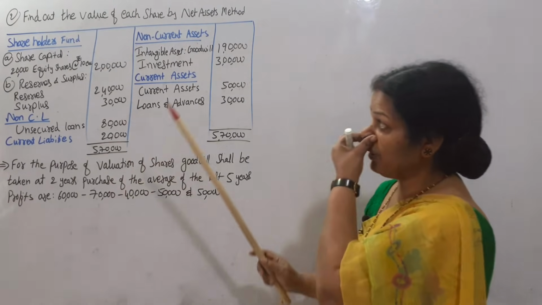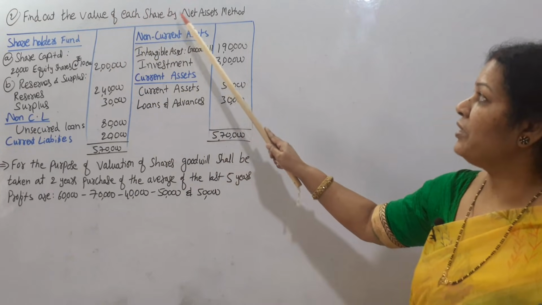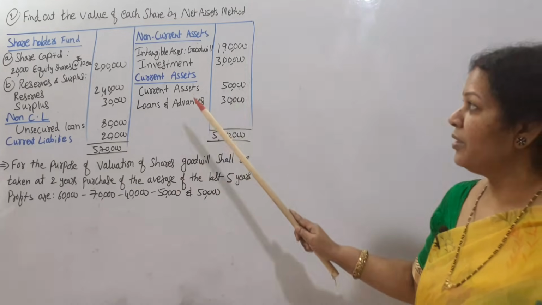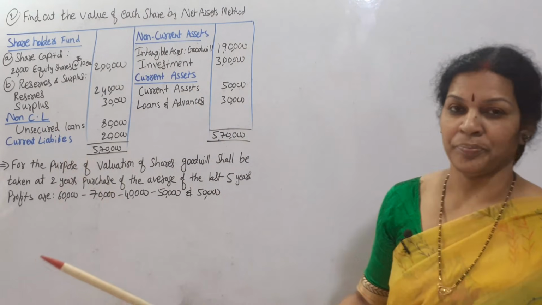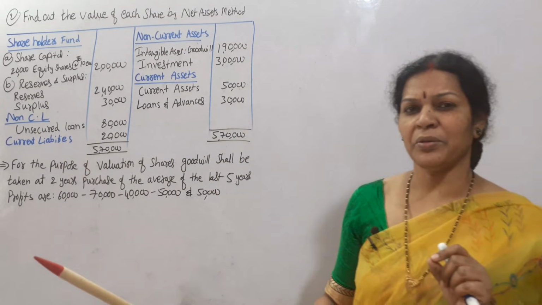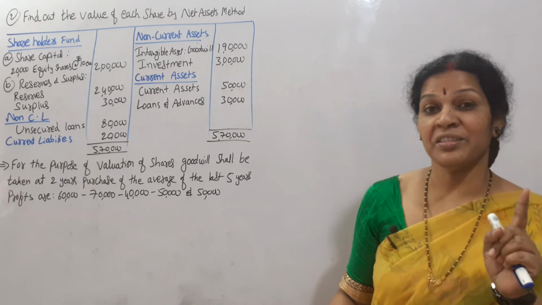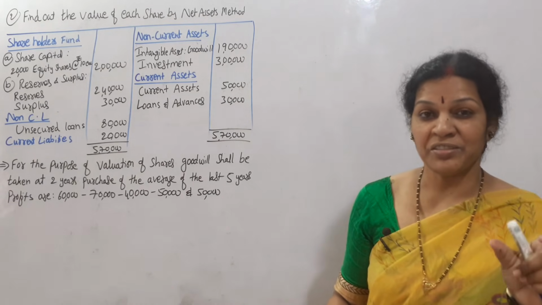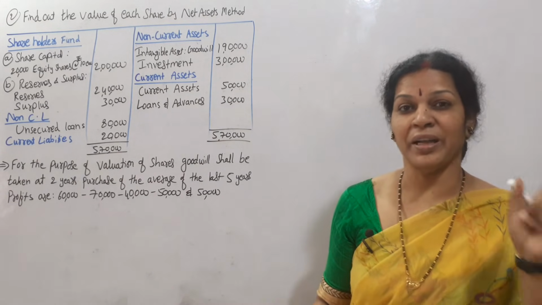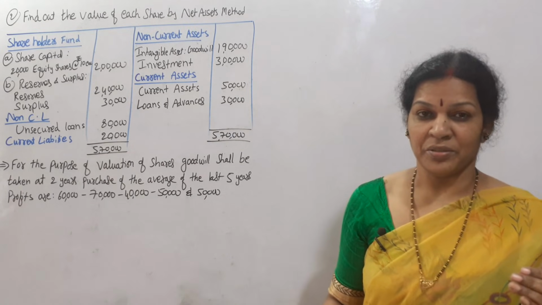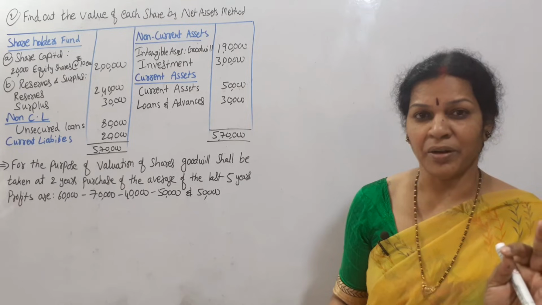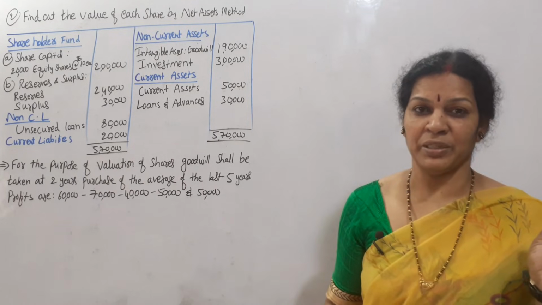Now coming to the problem. The problem is given to you: find out the value of each share by net assets method. What is given? Balance sheet. Net assets are required. How do we get net assets? Total assets minus liabilities. You have to be very careful, what assets we are taking, what liabilities we are taking.